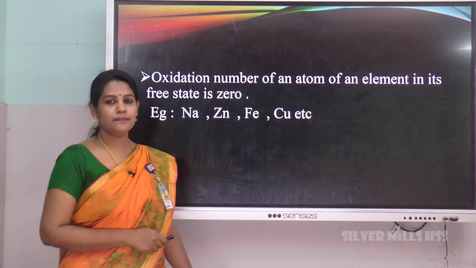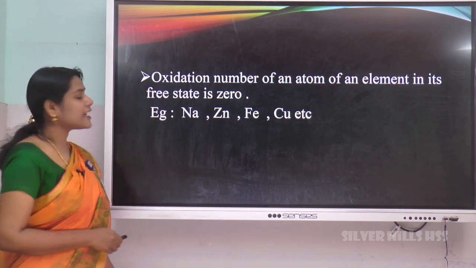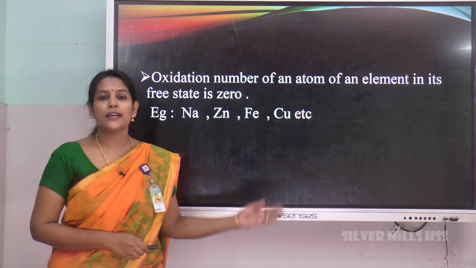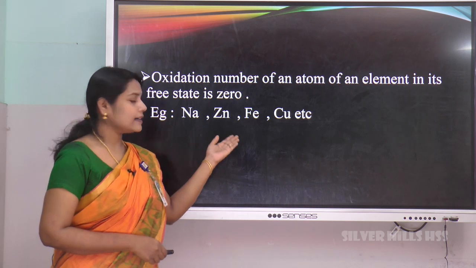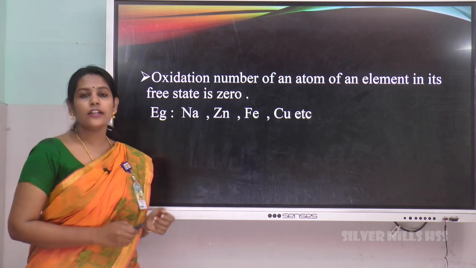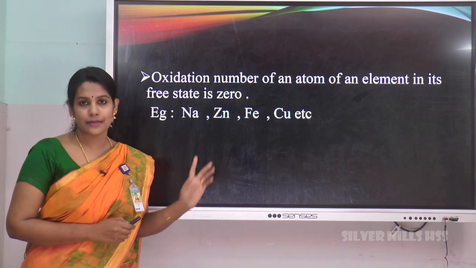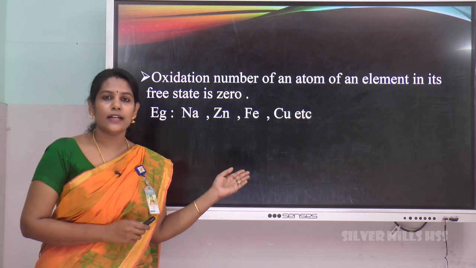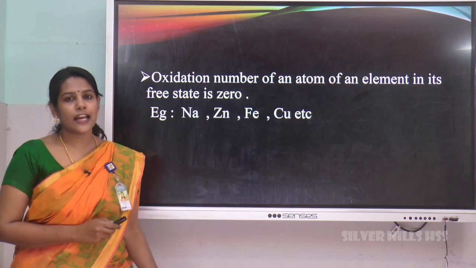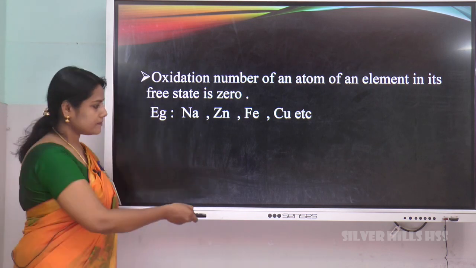Now the second rule, oxidation number of an atom of an element in its free state is 0. So here you can see the examples, that is sodium, zinc, iron, copper, etc. In all these you can see only a single atom here. So this is not in a combined state. In this case also it is 0. The oxidation state of an atom of an element in its free state is 0.